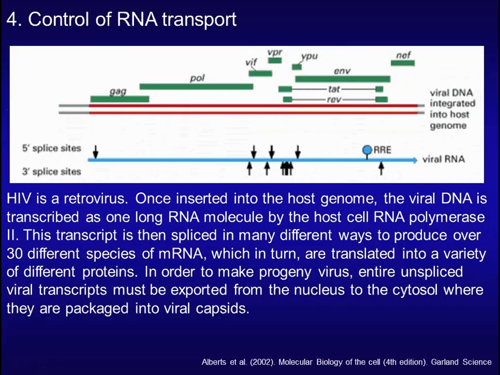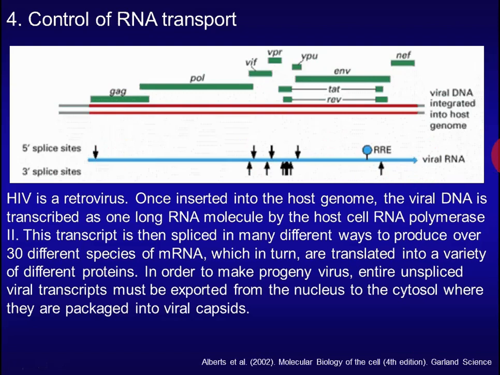RNA transport can be a rate-limiting step in gene expression. For example, HIV is a retrovirus. Once inserted into the host genome, the viral DNA is transcribed as one long RNA molecule by the human cell RNA polymerase II. The transcript is then spliced in many different ways to produce over 30 different species of mRNA, which in turn are translated into a variety of different proteins.